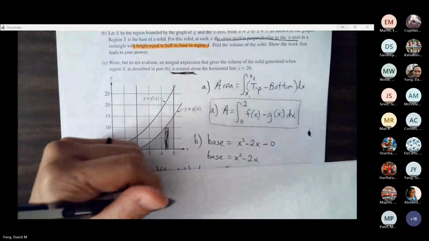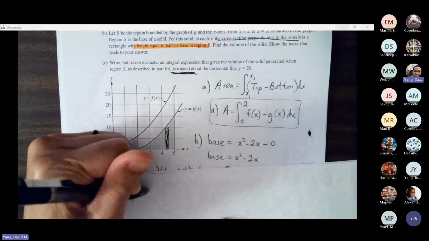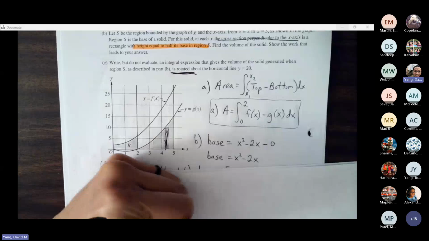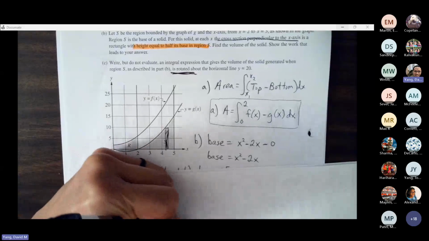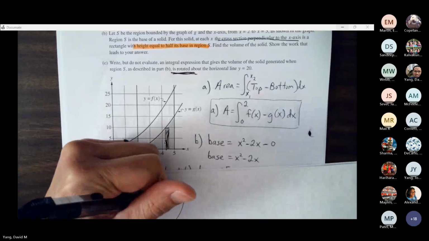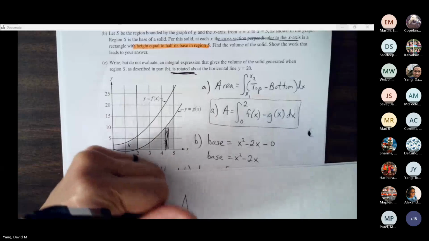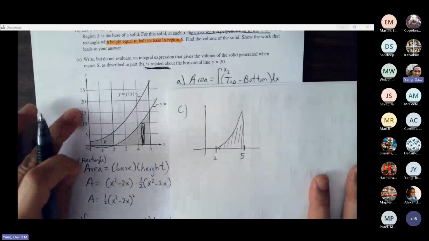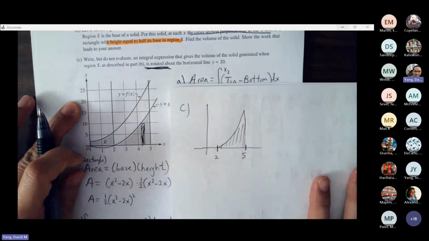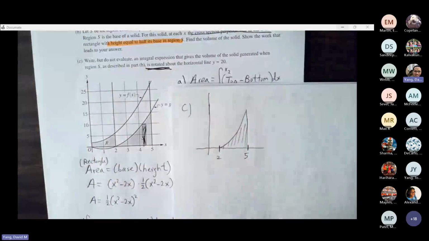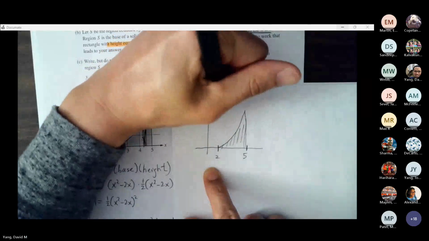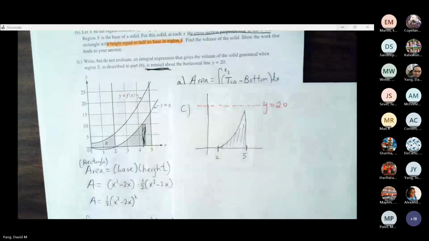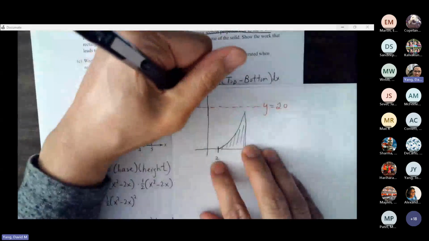So let me draw the graph again. So again, this graph is from 2 to 5, something like this. And I'm taking this shaded region and I'm rotating it around the line y equals 20. It goes all the way up here. Obviously tell that there's a gap. So it's got to be Washer method.